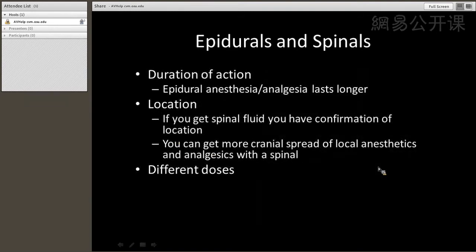So the duration of action is different. Location tells you where you are. And so you should usually use different doses. So what we usually would do would be to drop enough drugs to do an epidural. And if you accidentally got spinal fluid coming out of your needle, then you decrease your dose by half.